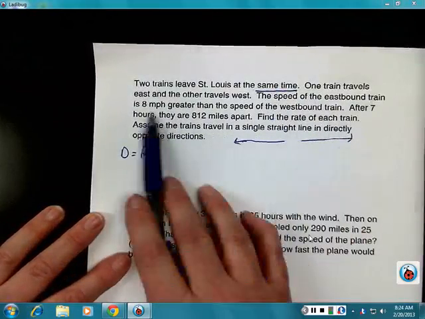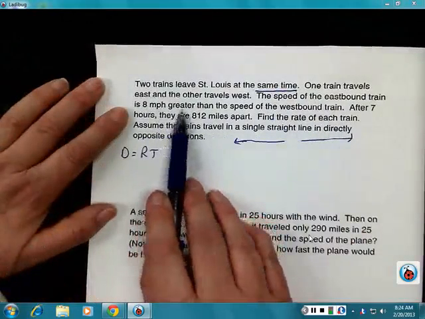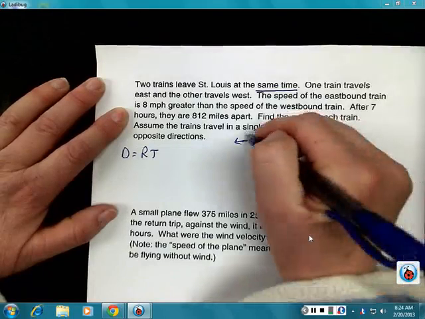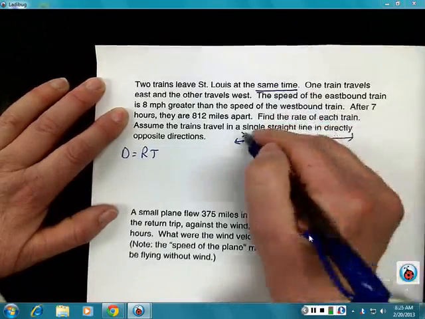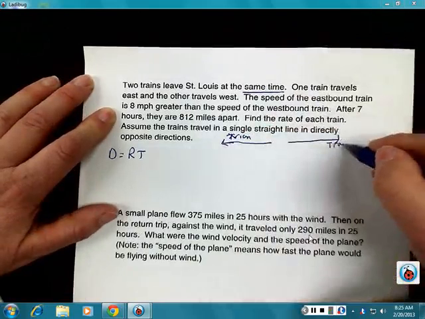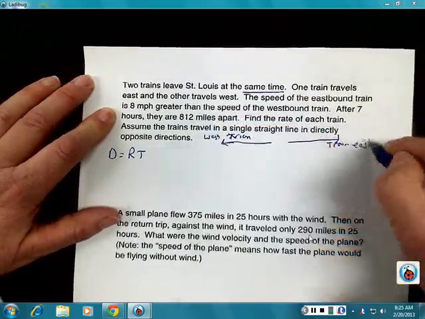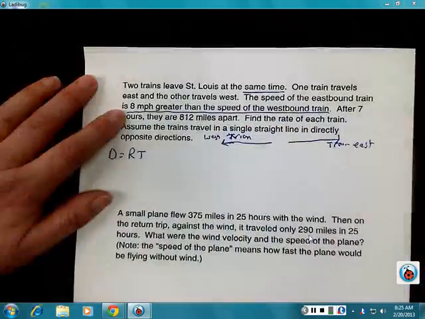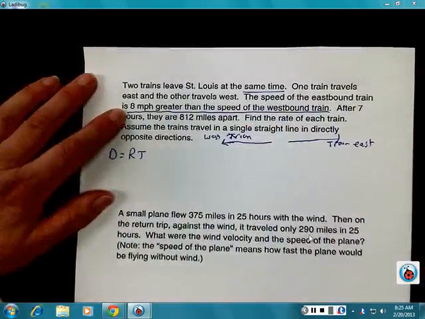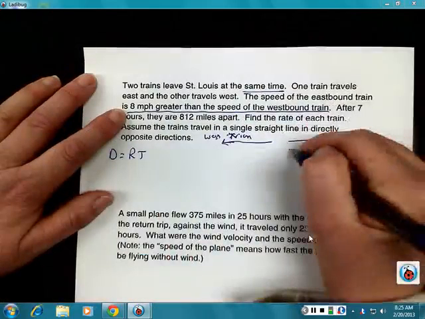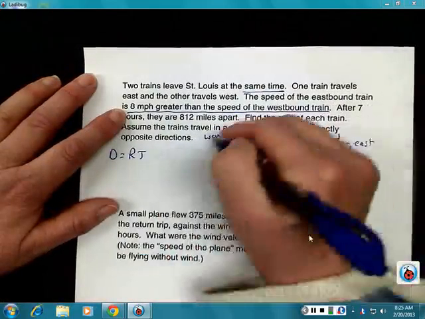The speed of the eastbound train is 8 miles per hour greater than the speed of the westbound train. So what in the world does that mean? We just got to put train in here first, because it does end up changing things. So this is west and this is east. This piece is giving me a piece of information too. Greater than means it's going to go faster, right? So which one's going faster? The eastbound train. So this train will be train X and we'll make this train Y.